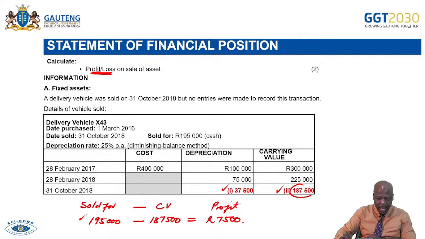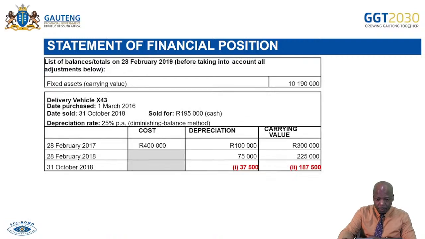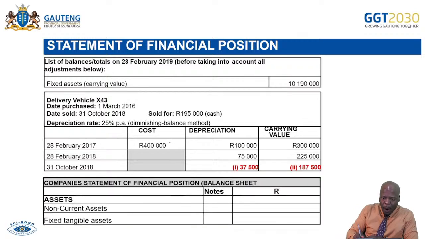All right, now that we have our profit, let's see what is the next question that comes. The next question says we are to complete the statement of financial position. We need to calculate the carrying value. Okay, so what we know is we have fixed assets here and they have a carrying value of 10,190,000. So I'll come here and I'll say my fixed assets are 10,190,000.